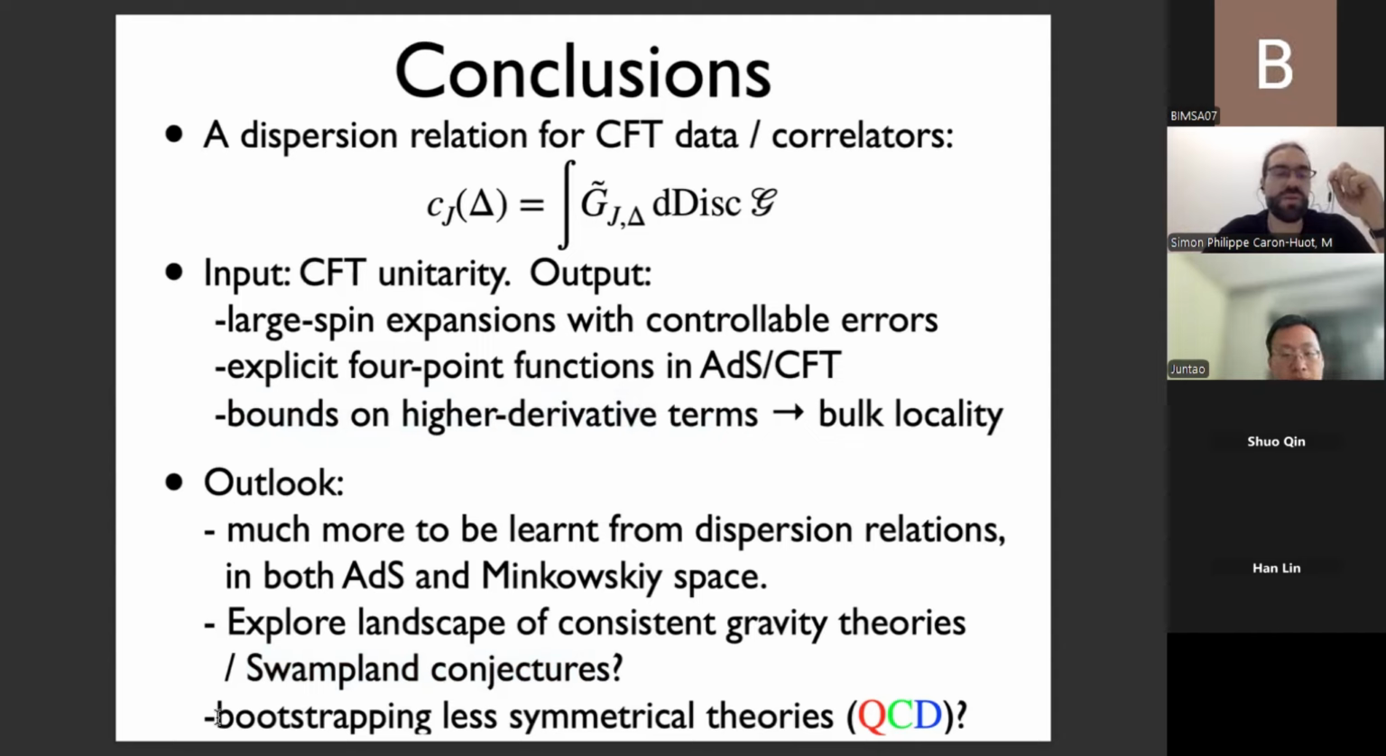And also we learn a lot about conformal field theories, but now we're getting mature enough to try to tackle theories that are less symmetrical, maybe having a strong force. So hopefully that's what's going to happen in the next years with the new generation of work. So thanks everyone.